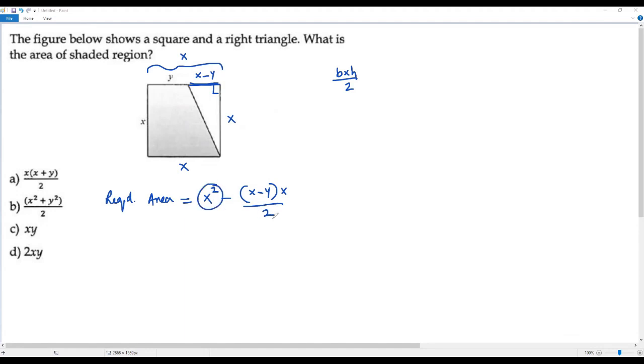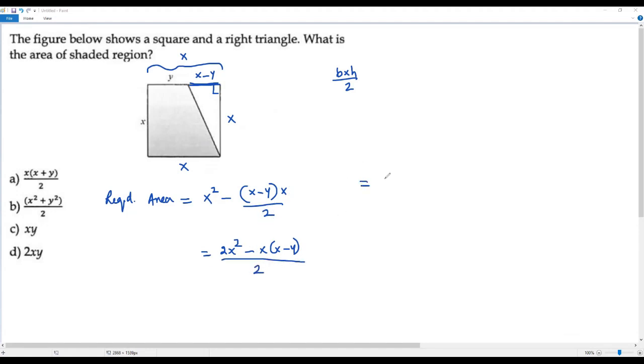Okay, now let's multiply this x square by 2. Then we get 2x square. And we can take this negative sign as it is, and we can write this product x negative y times x as x times x negative y. So here we know that the multiplication is commutative. So even if I switch the terms out here, it is still equal. Okay, now we can take this 2 as a common denominator.